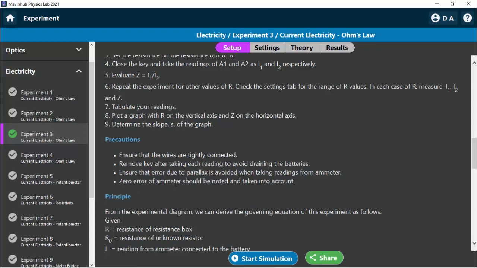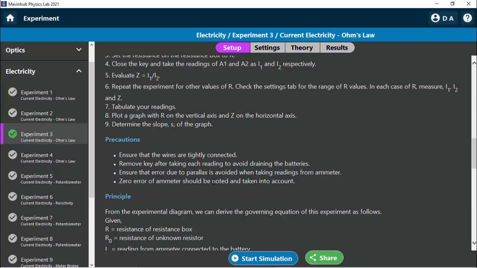Then avoid zero error of the ammeter. Try to take note of the zero error of the ammeter and take it into account. So this means before switching on the circuit, try to know what the ammeter reading is.